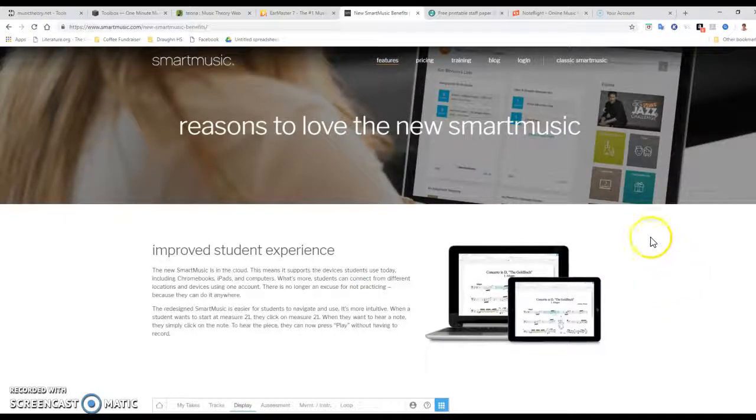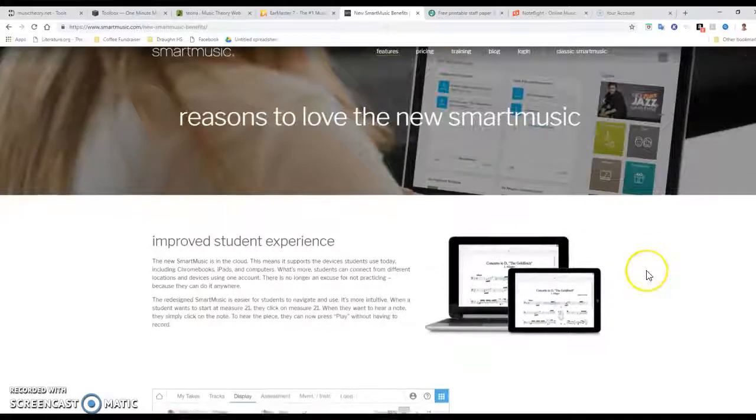Smart Music is a very popular music program, and I know that it's very effective for the instrumentalists, band teachers, and their students. I know that they have built more in now for choral students. It gives students a chance to be able to practice their parts if they're getting ready for auditions, all county, that sort of thing. But this is a really good program that is very useful.